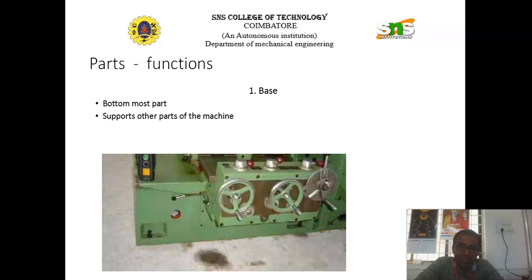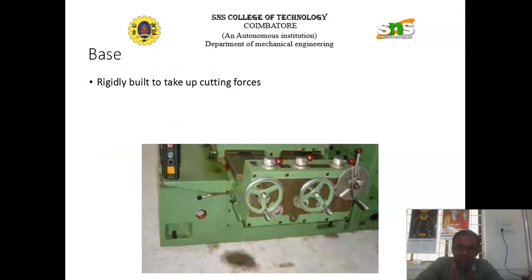First, we are going to discuss the base. Base: it is the bottommost part of the slotting machine. It supports all other parts of the machine, and also acts as the reservoir for lubricating oil. It is made of cast iron. Most importantly, it is rigidly built to take up the cutting forces during the machining operation.